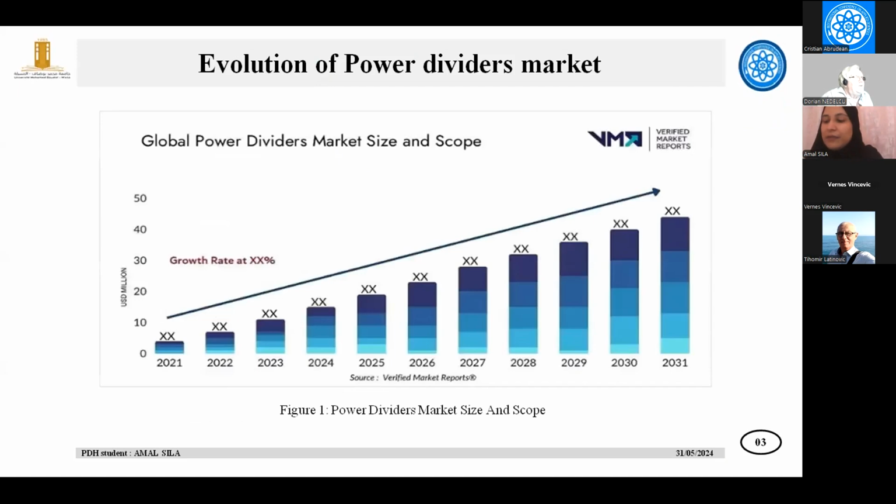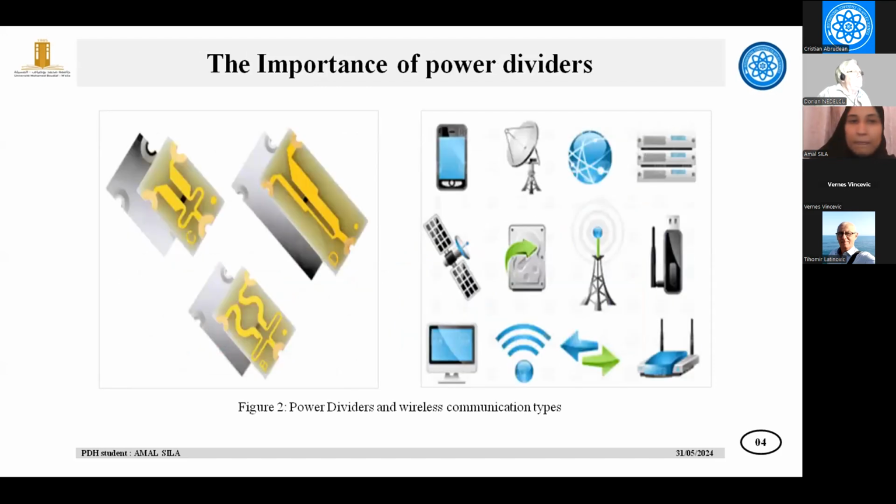Evolution of power dividers market. The global RF power dividers market size was valued at $10 million in 2021 and is projected to reach $40 million by 2030, as shown in Figure 1. The need to split or combine signal is essential in modern RF design in variety of applications, including Internet of Things, digital communication, and automotive driver assistance.